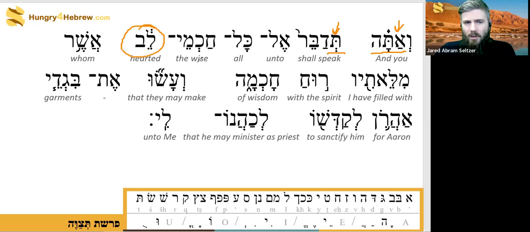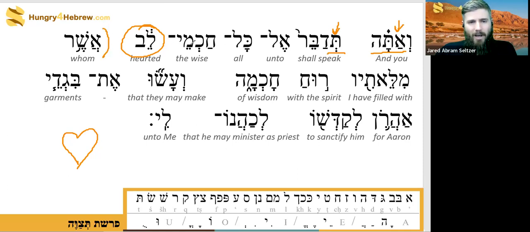The heart. In the ancient Near East, what does the heart mean? What is it a symbol for? In our modern culture, we usually think of the heart as being love, or the place where your emotions emanate from. Not in the ancient Near East. What is your lev? What is your heart? It's the place of your intellect, of your imagination, of your contemplations. It's your thoughts. So the wise of thought, okay. So it's not like they were emotionally intelligent. They were intelligent.